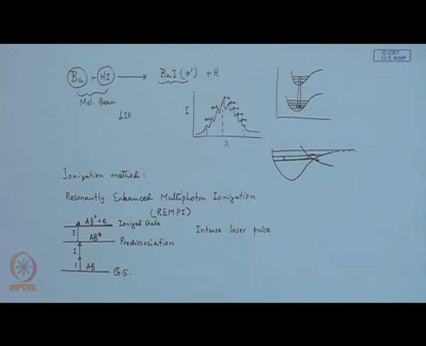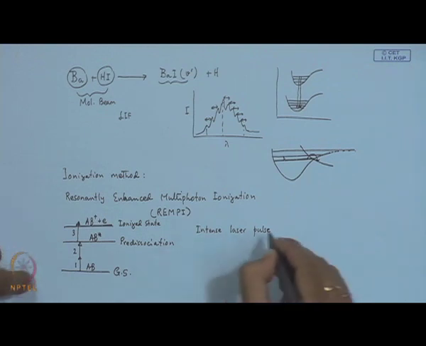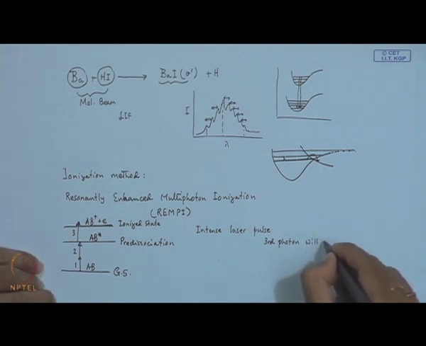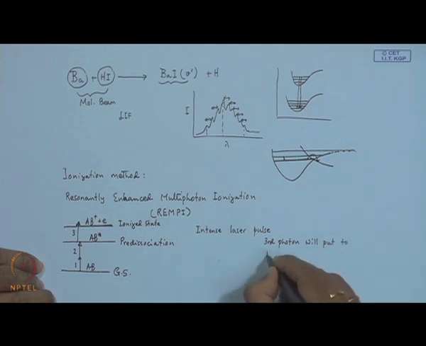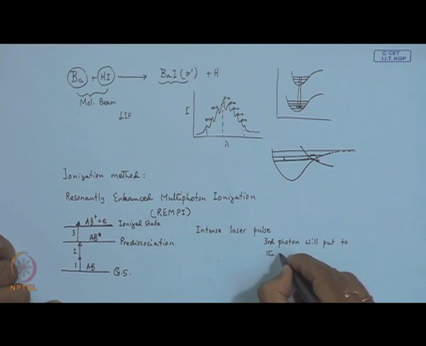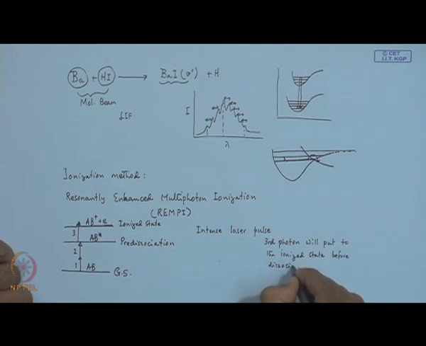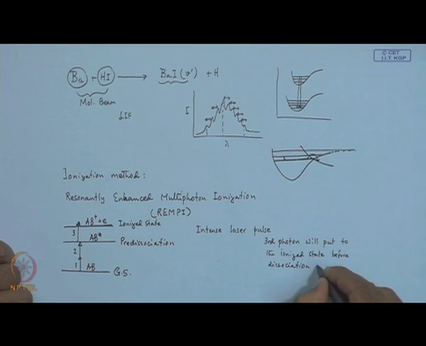And the thing is that since ions are generated because of this ionization, because of this multiphotonic absorption process, so intense laser pulse, third photon, will put to the ionized state, before dissociation takes place.